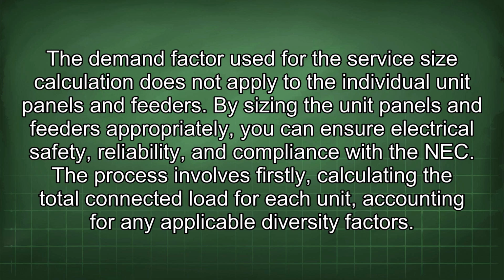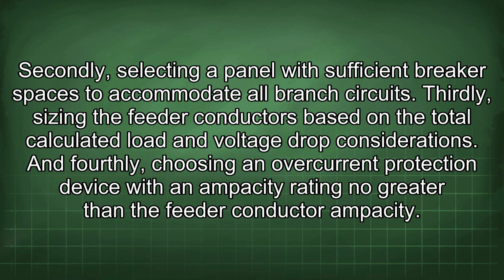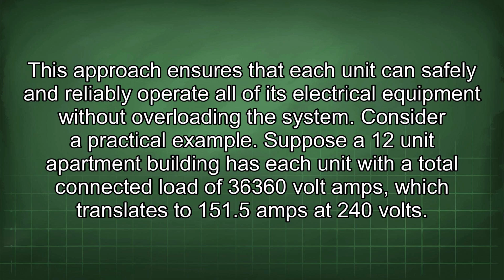NEC. The process involves firstly calculating the total connected load for each unit, accounting for any applicable diversity factors. Secondly, selecting a panel with sufficient breaker spaces to accommodate all branch circuits. Thirdly, sizing the feeder conductors based on the total calculated load and voltage drop considerations. And fourthly, choosing an overcurrent protection device with an ampacity rating no greater than the feeder conductor ampacity. This approach ensures that each unit can safely and reliably operate all of its electrical equipment without overloading the system.